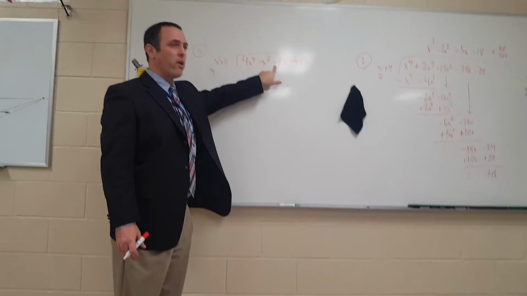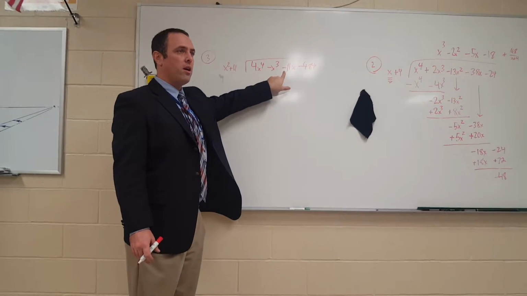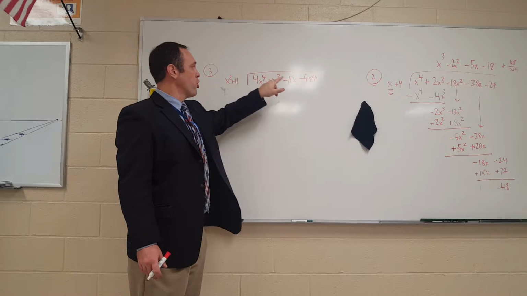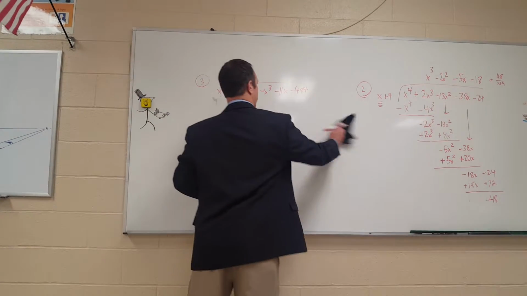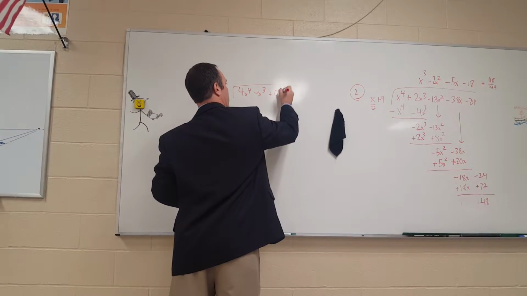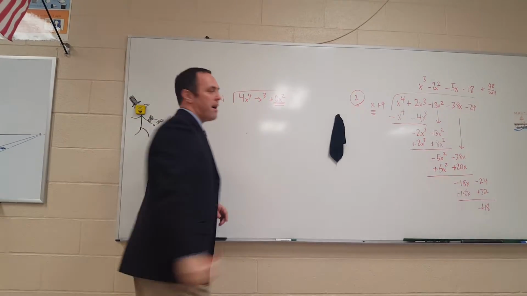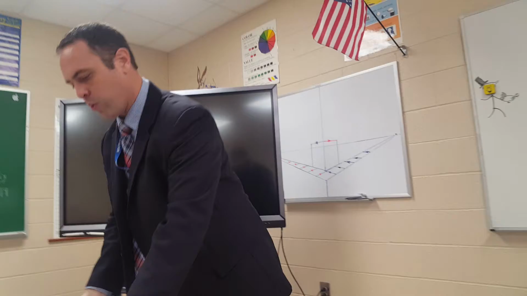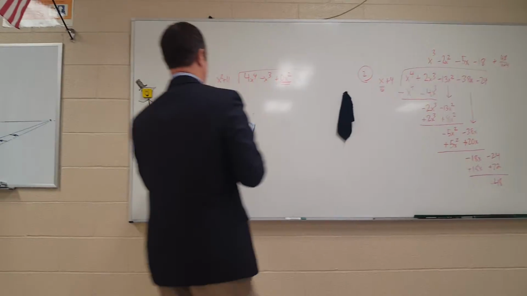Place value for it. So what do we, Cami? So you're going to put in 0x squared for that. So when there is no term, we still need a place value for that. So we put in 0x squared to fill the place.